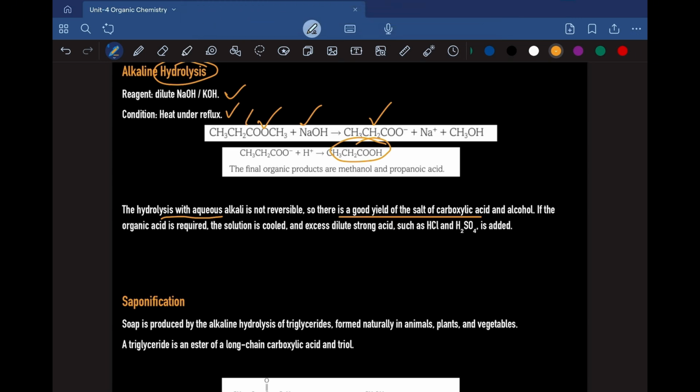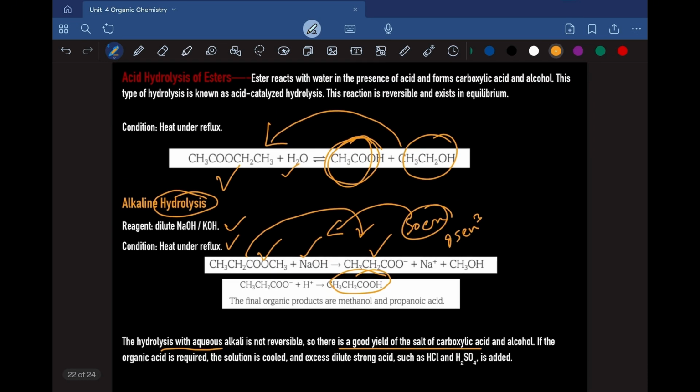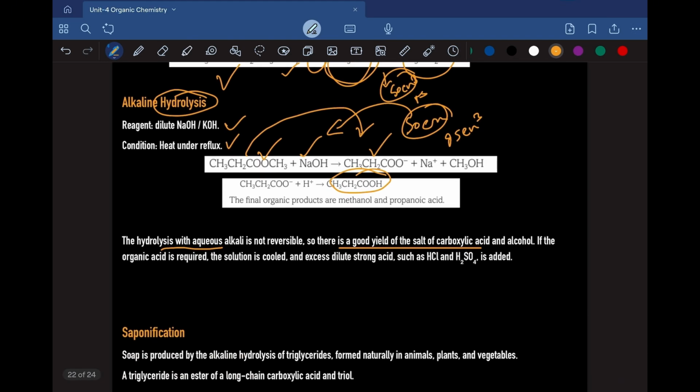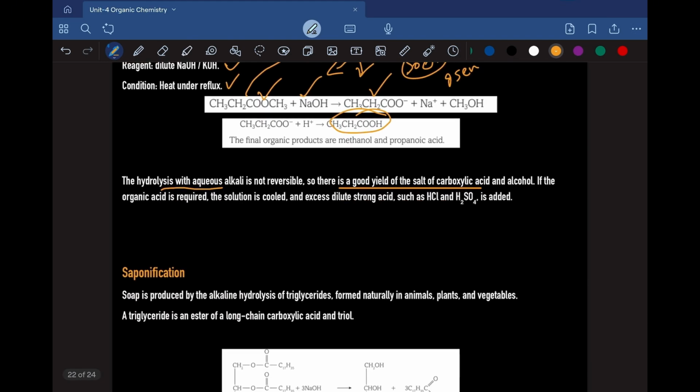Let's say if something is formed into a product of 50 cm cube, it will never get back into reactant and become 45 cm cube, which happens for acid hydrolysis because it is reversible. If the product formed is 50 cm cube, it can anytime become 45 by reversing into reactant. But here the product which has formed will remain as a product, so the yield is greater. So a good yield of carboxylic acid salt is formed and alcohol as well.